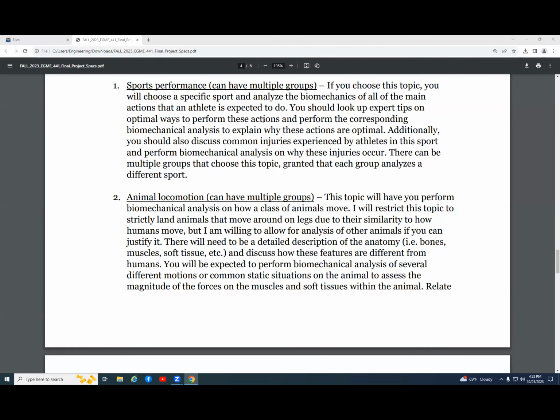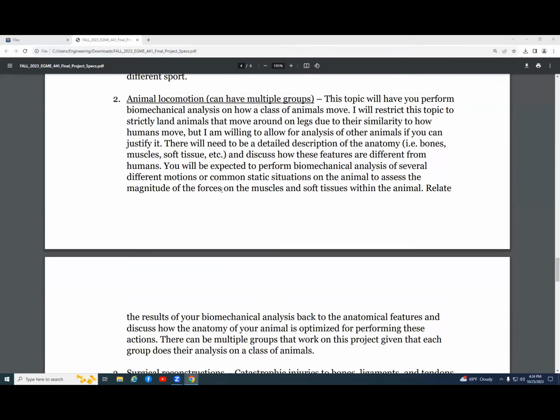Roller skating would be a really interesting one. That would be really cool because the biomechanics that go into roller skating are quite different. So that's definitely a good topic and one that's quite popular. Okay, number 2, animal locomotion.